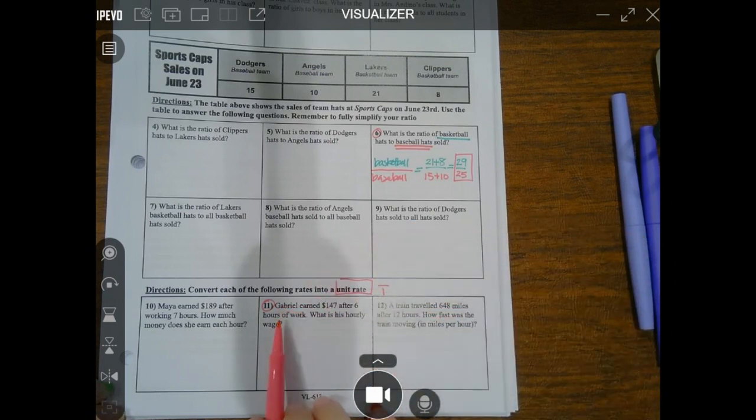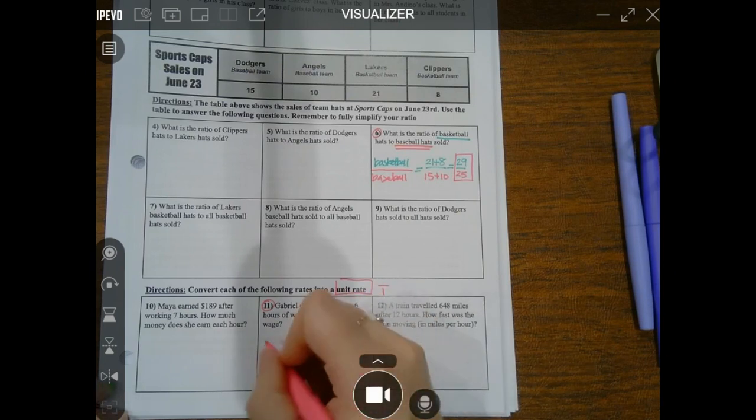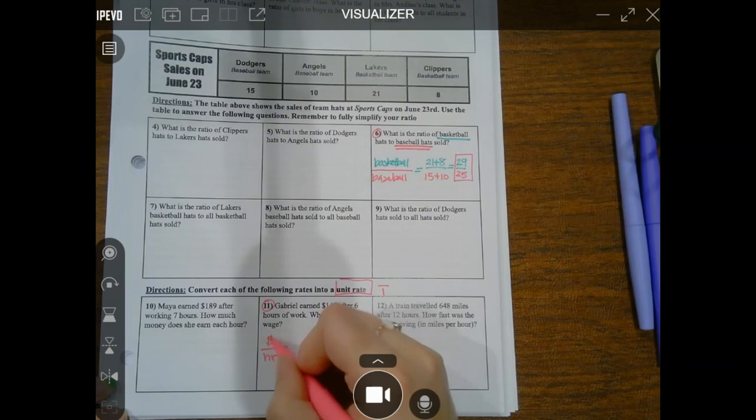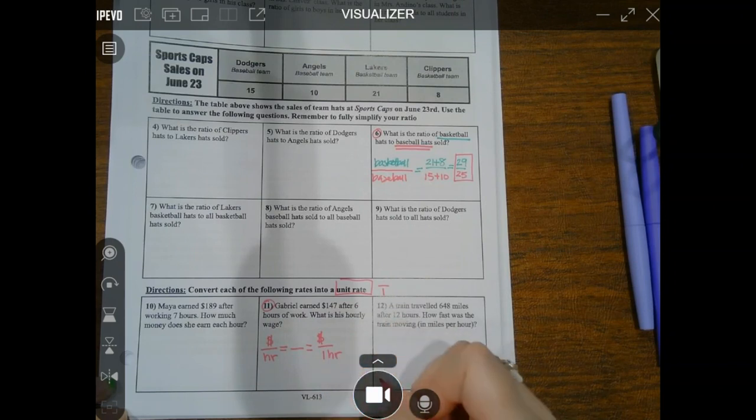It says, Gabriel earned $147 after 6 hours of work. What is his hourly wage? So his hourly wage is another way they could have said, how much does he make per hour? So you want to know eventually in 1 hour, how much money does he make, right? So I want to start by putting money on top and number of hours on the bottom because eventually I want to get the number of hours to become 1. Whatever they want to get to become 1, that's what your denominator is.